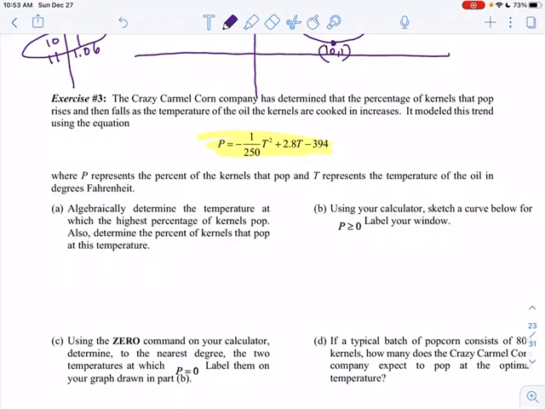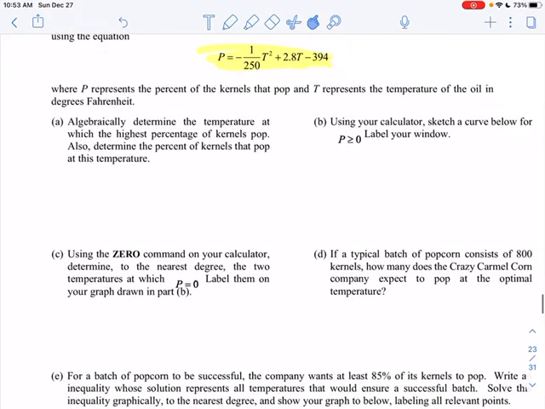All right. P represents the percent of the kernels that pop, and T represents the temperature of the oil in degrees Fahrenheit. So let's algebraically determine the temperature at which the highest percentage of kernels pop. All right, so this we should know it's negative, so it's going to look like this. So I want that turning point, the point at which the highest percentage of kernels are popping.